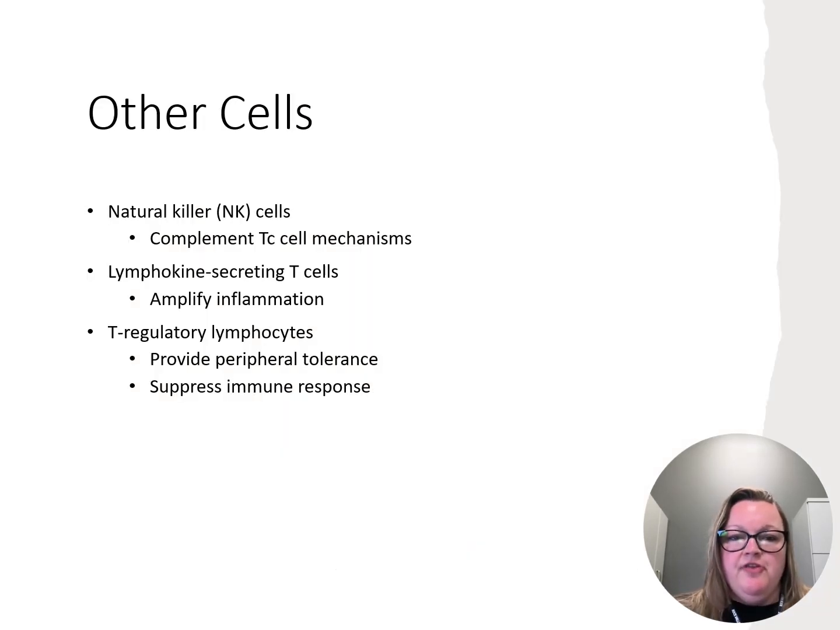There are some other cells that are part of the cell-mediated immunity. Natural killer cells are one of them. These are a special group of lymphoid cells that are important not only to adaptive immunity, but also innate immunity. They're similar to T cells, but they do not have receptors that are antigen specific. Instead, they have receptors that identify protein changes that are common on the surface of cells that are infected with viruses or have maybe become cancerous.